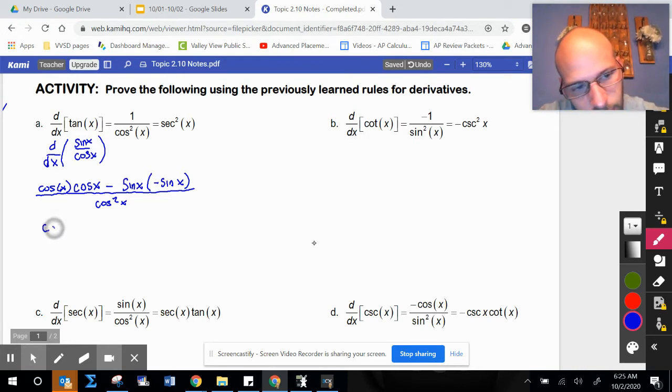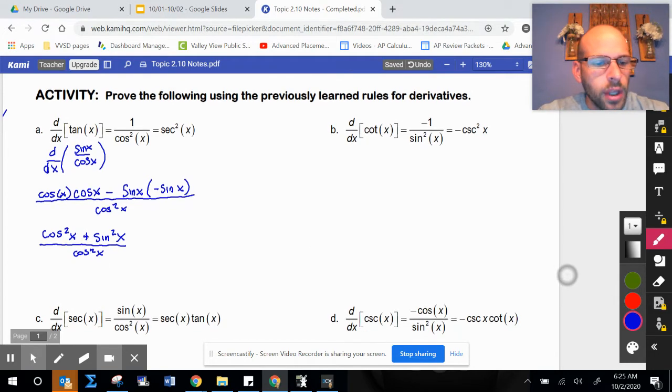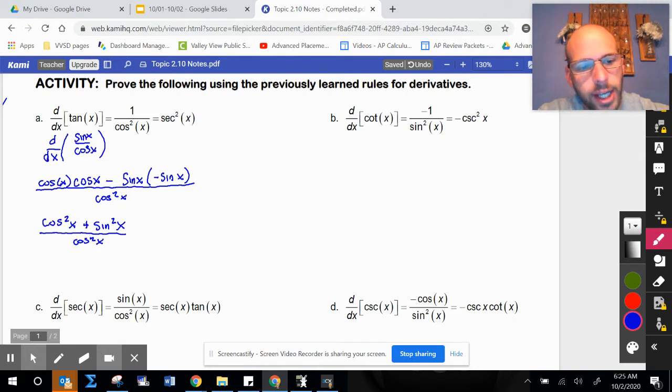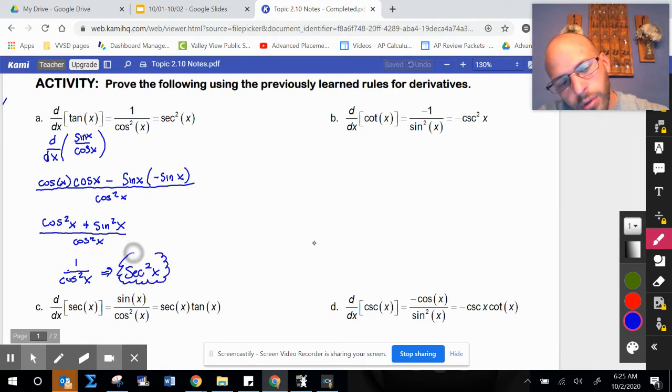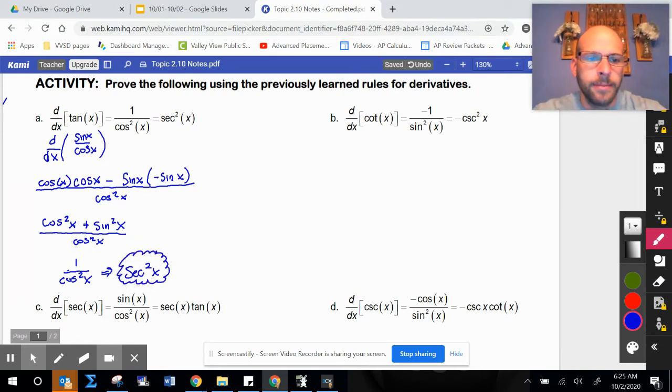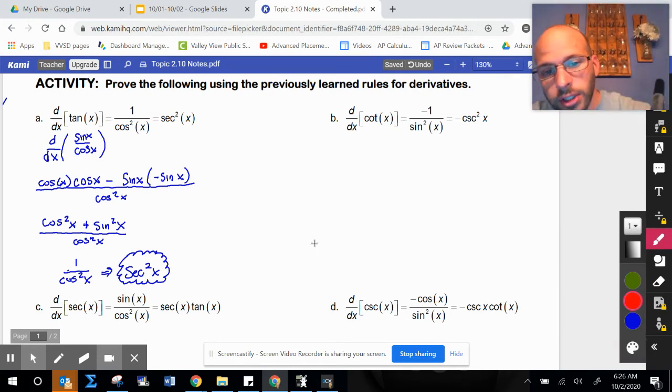So if I start to piece this together, I get a cosine squared x. Now I have a minus sine x times a negative sine. That's going to end up being a positive sine squared, all over cosine squared x. Now, we know the trig identity of cosine squared plus sine squared is just the Pythagorean identity. So it's going to be 1 over cosine squared x. And I can write 1 over cosine as secant, so secant squared x. And that's our proof for the derivative of tangent. So we used a little quotient rule. Now we can do the same idea for cotangent.